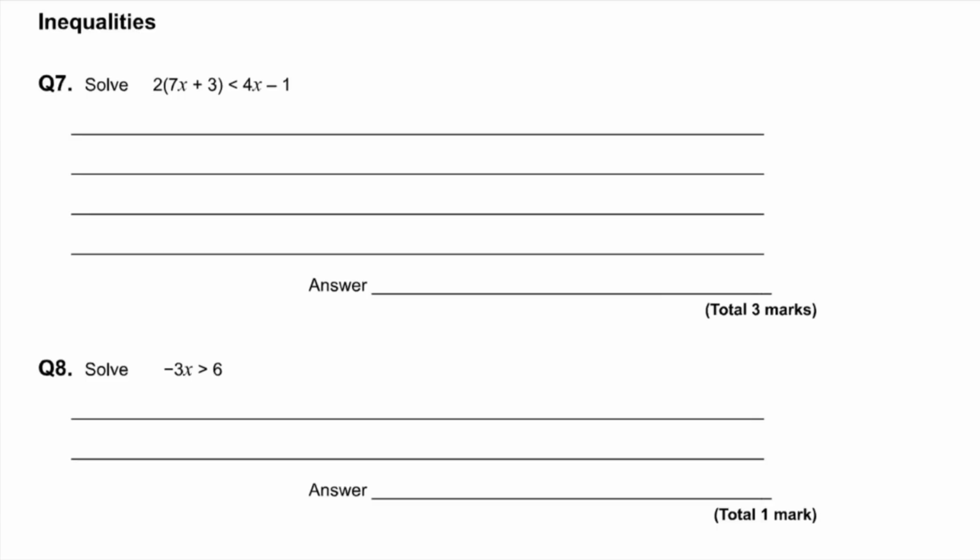Okay, so first up, I've got a bracket on the left with a number on the outside. Now normally I just double check if I can't just divide that number outside the bracket over on the other side, but I can't. I can divide 4x by 2, but not 4x minus 1, doesn't work. So in this case, it's going to be easier just to multiply out these brackets. So 2 lots of 7x is 14x, and 2 lots of 3 is 6, so that gives me 14x plus 6, and that is less than 4x minus 1.